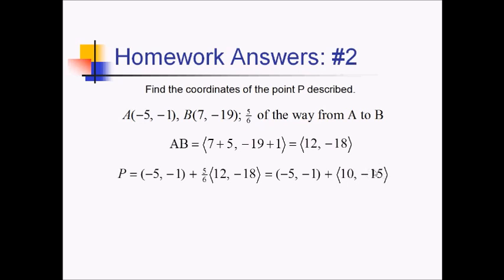Let's just add this vector now to the original point. So that's going to be -5 plus 10, which is just 5. And then we've got -1 plus -15, which is -16.